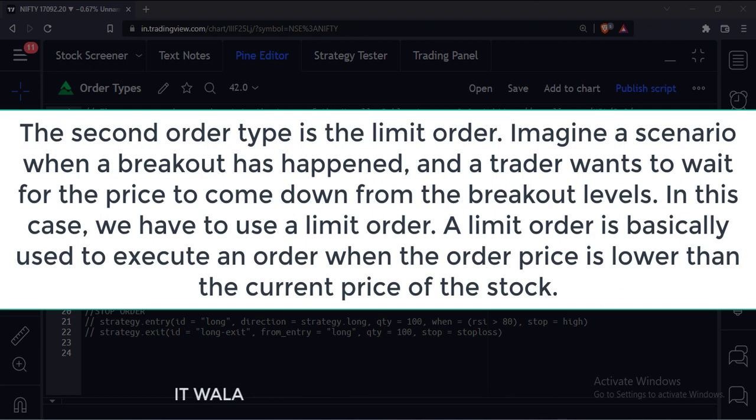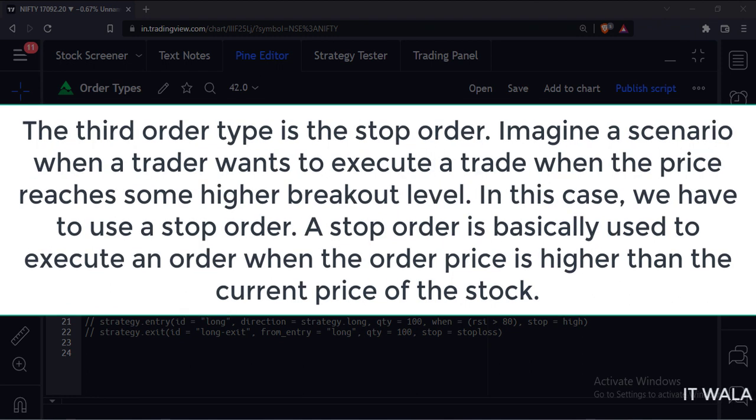The second order type is the limit order. Imagine a scenario when a breakout has happened, and a trader wants to wait for the price to come down from the breakout levels. In this case, we have to use a limit order. A limit order is basically used to execute an order when the order price is lower than the current price of the stock.